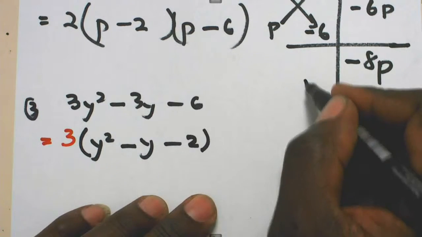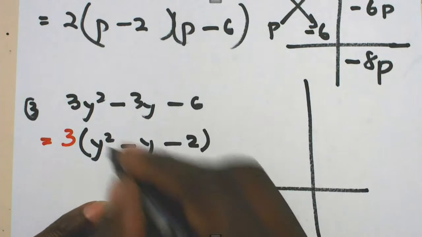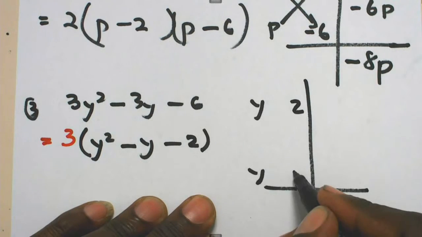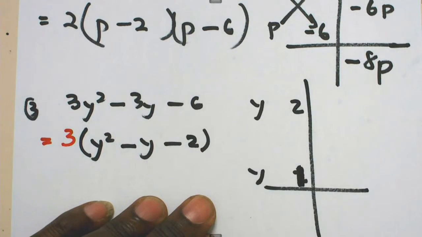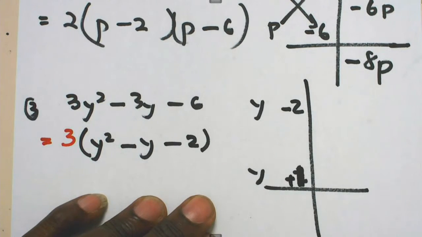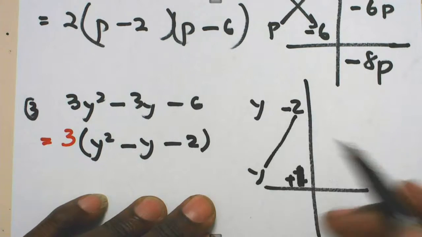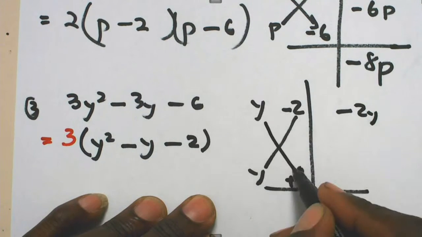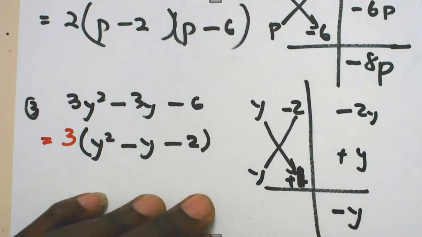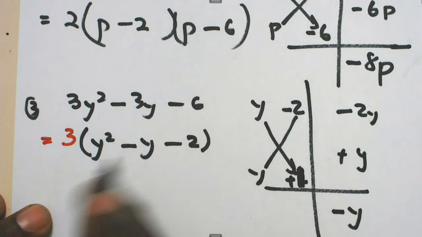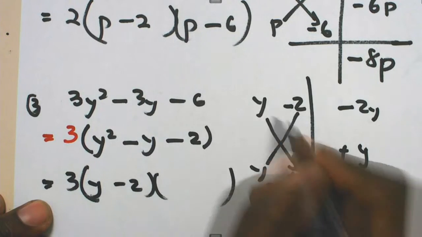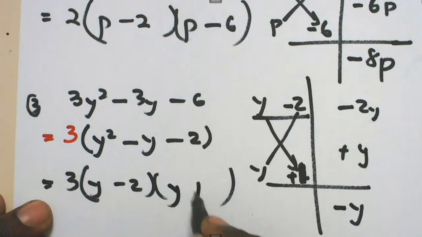Then from here, you go to the table. It will be y and y. And then factors of 2, it will be 2 and 1. But the middle term is minus 1. In other words, the 2 must be negative and this one must be positive. Then you multiply y by this, minus 2y. Y multiplied by this is y. When we add the positive and the negative, we're left with minus y. So, after adding this, it's giving the middle term. So the factors are 3 into y minus 2 and y plus 1.